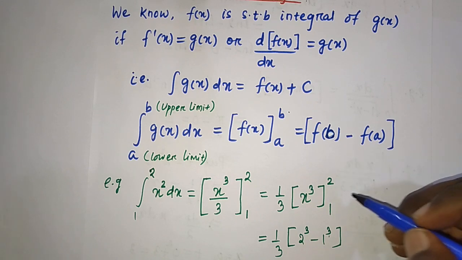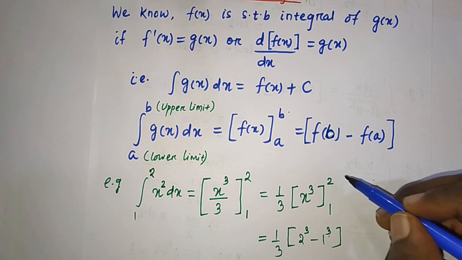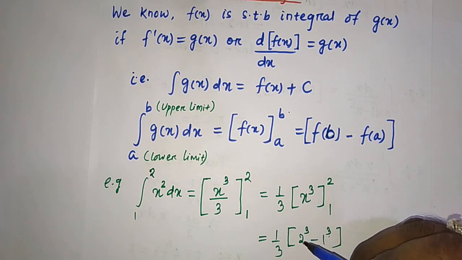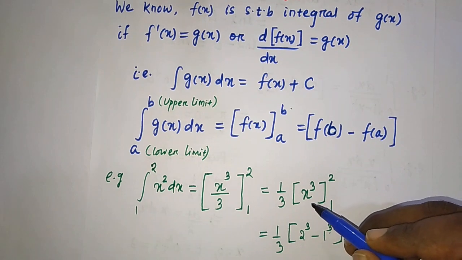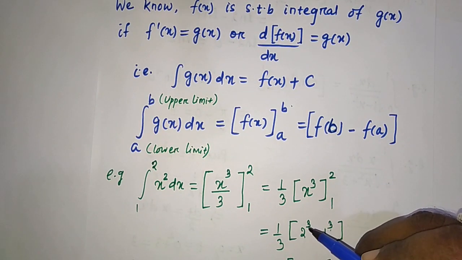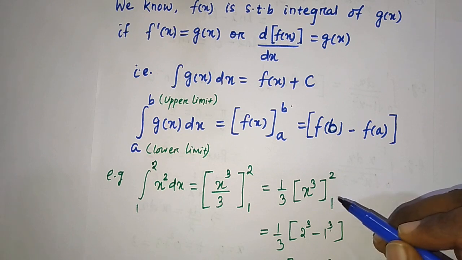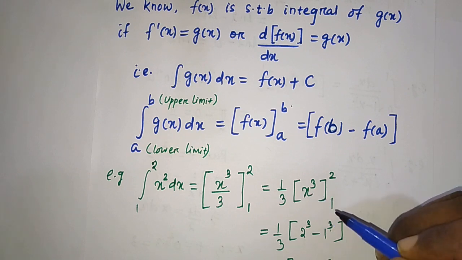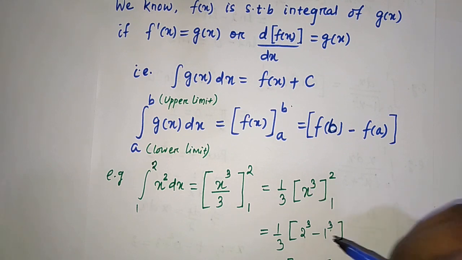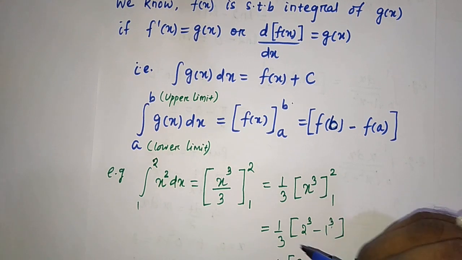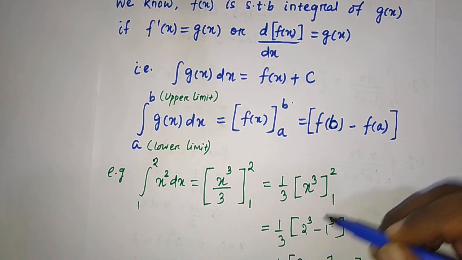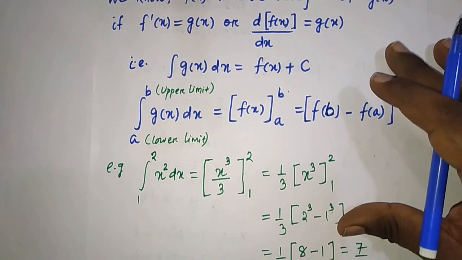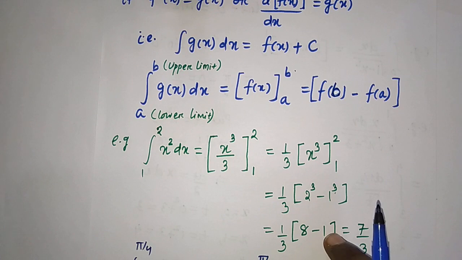Now first we will put the upper limit in place of x. I have put 2 cube. If you put 2 in place of x, you will get 2 cube. Then there will be a minus sign, then we put the lower limit in place of x. The lower limit is 1, put 1 in place of x, so it becomes 1 cube. So here you have got 1 by 3 into 2 cube minus 1 cube. 2 cube is 8 and 1 cube is 1, so 8 minus 1 is 7, so 1 by 3 into 7, the answer is 7 by 3.